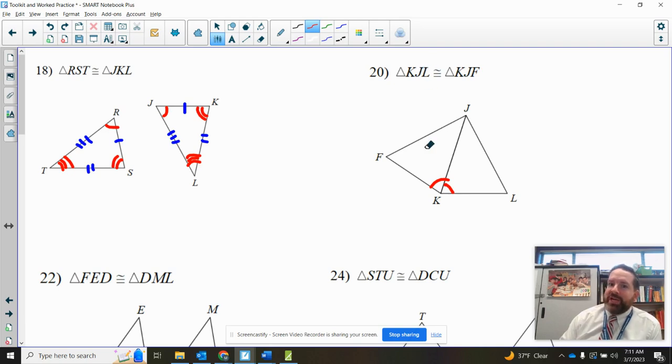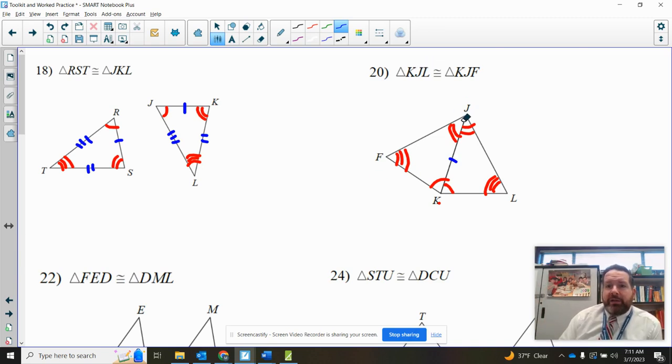Same thing is going to be true with the J. In KJL, that angle is this top one. In KJF, that angle is also this top one. And then angle F and angle L need to match up as well. Now, when you've got overlapping sides, like we do with KJ, you just put one mark on it. Any line segment is congruent to itself, so one mark is good enough.